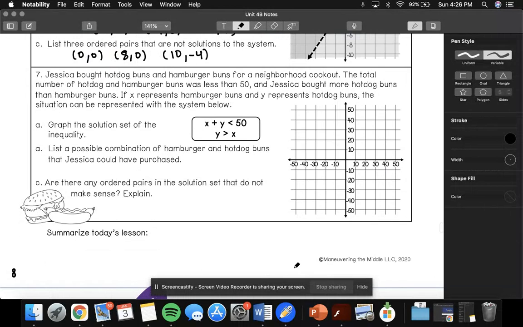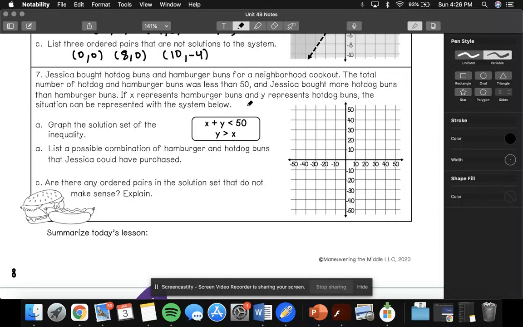Okay. Last problem. Jessica bought hot dog buns and hamburger buns for a neighborhood cookout. The total number of hot dog buns and hamburger buns was less than 50, and Jessica bought more hot dog buns than hamburger buns. If x represents hamburger buns and y represents hot dog buns, the situation can be represented by the system below. So we have hamburger plus hot dog is less than 50, and that she bought more hot dogs than hamburgers. Okay, so it asks us to graph this inequality.